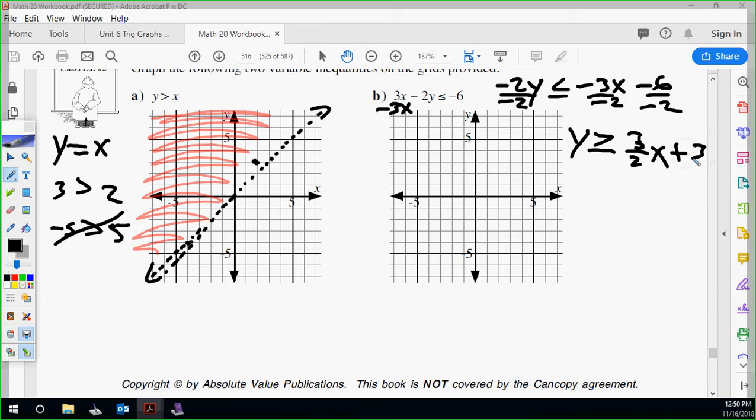Now we're ready to graph. I start at plus 3, up 3 over 2, down 3 left 2, down 3 left 2, and I have what I need here. Is it solid or dotted? Solid. Okay, so there's your line. Greater than or equal to, shade above or below?